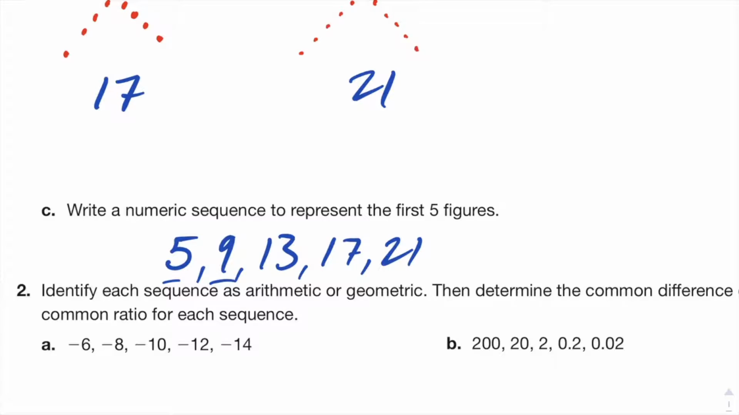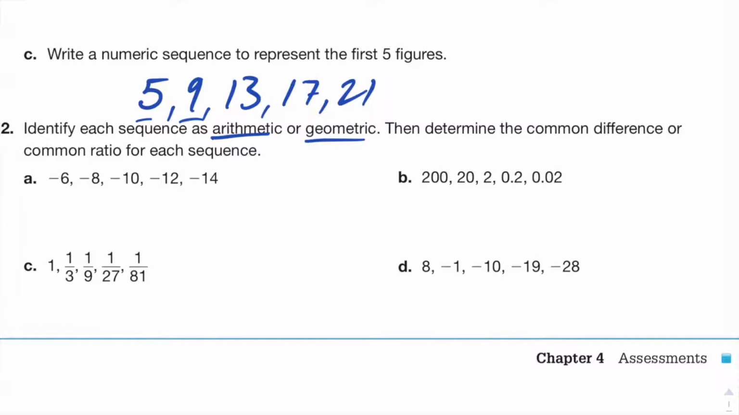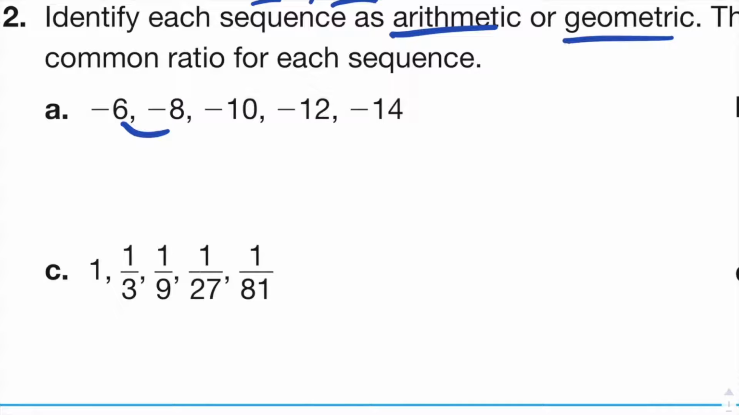Here it is. Number 2. Identify each sequence as arithmetic or geometric. Okay. Then determine the difference or common ratio for each sequence. Okay, that shouldn't be too hard. So let's look at them. From here to here, it goes down by -2. Same thing, -8 to -10, -2. Okay? And that's it. You know that they're adding -2 to the sequence, okay? Yeah, you can add a negative number.